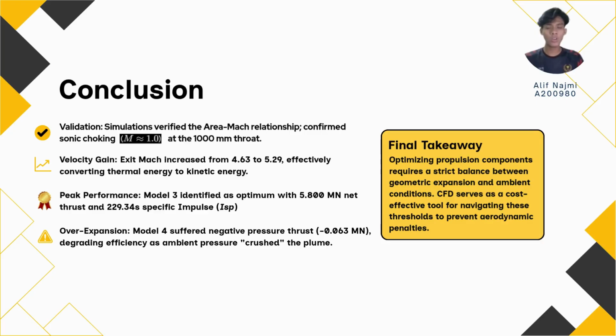However, this expansion does not yield infinite linear gains. Model 3 emerged as our optimum configuration, yielding the peak net thrust of 5.800 MN and a specific impulse of 229.34 seconds. Exceeding this threshold, as seen in Model 4, causes severe overexpansion that hurts the overall engine efficiency.